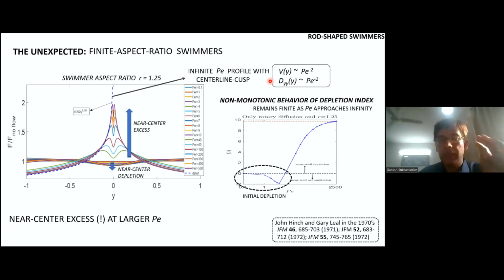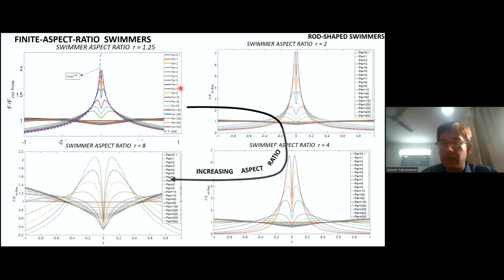So after seeing this, it seemed like the reversal in the second set of experiments was also explained. And then we decided to do different aspect ratios. And it turned out that whatever happened for 1.25 happened for all other finite aspect ratios. It's just that the threshold Peclet at which that reversal in migration happens starts increasing with increasing aspect ratio. And you'll see that here, as I go through these four profiles in the clockwise sense, the aspect ratio is increasing from 1.25 to I think 2, then 4, and then 8.